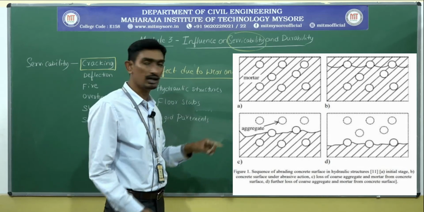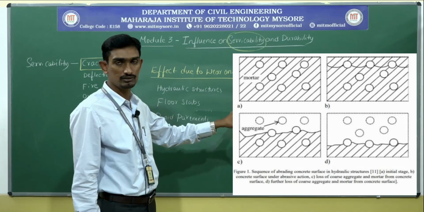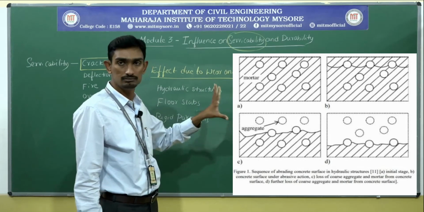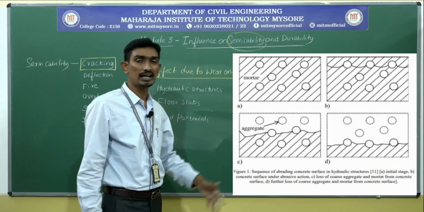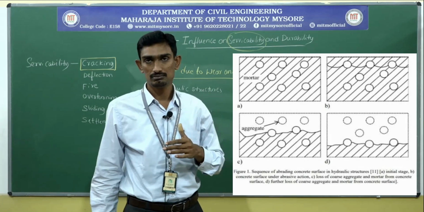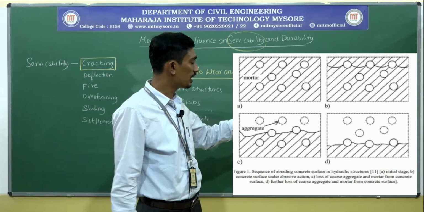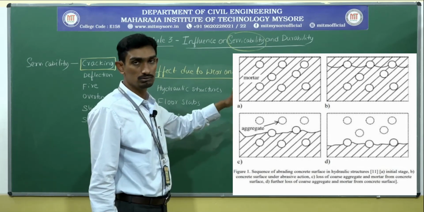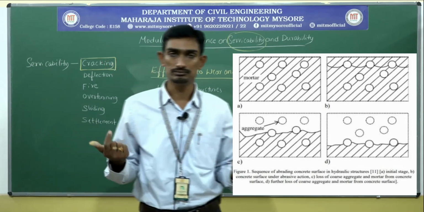You can see from the first figure, the concrete is uniform, there are no variations. That means all the constituents are stable: aggregates, mortar, cement, everything is stable. From the second figure you can see the aggregates tending to get detached, or the mortar paste coming out. In the third figure, a few more aggregates are trying to come out. In the last figure, enormous amounts of aggregates come out.